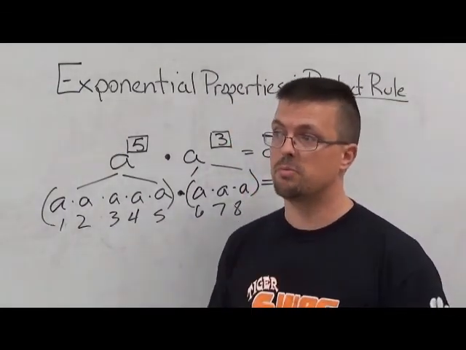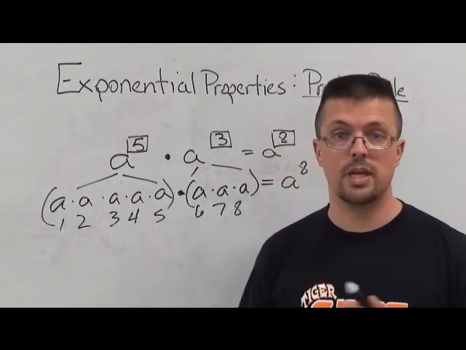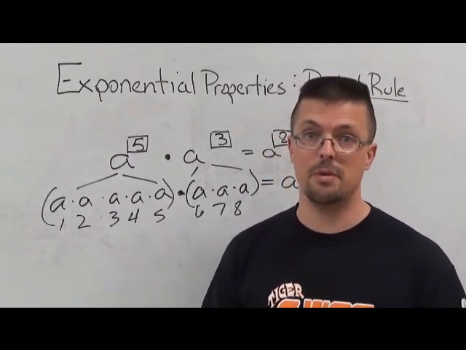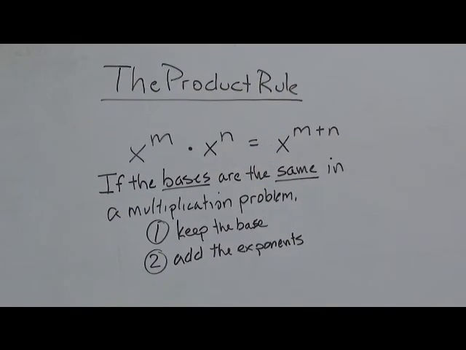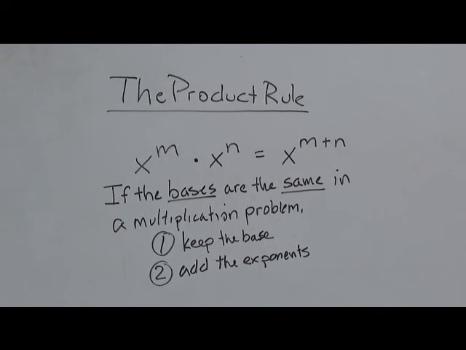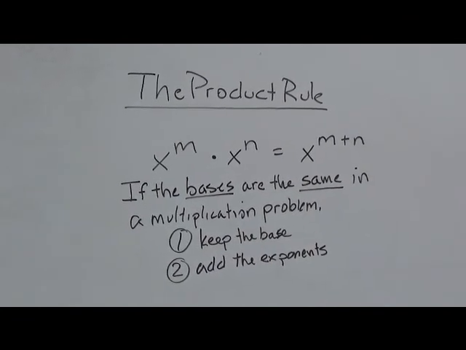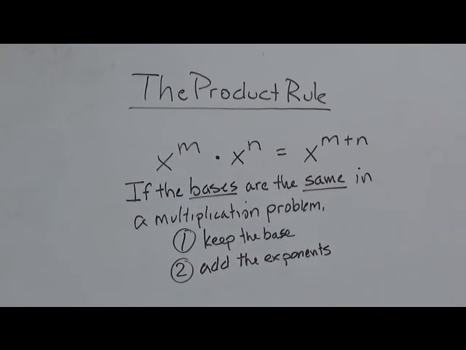So let me show you what the product rule really is, and then we'll look at some different examples of what happens maybe when something comes up that you're not prepared for. And here's our basic rule for the product rule. Now I replaced our exponents with variables as well just to say what we're going to do with those exponents.